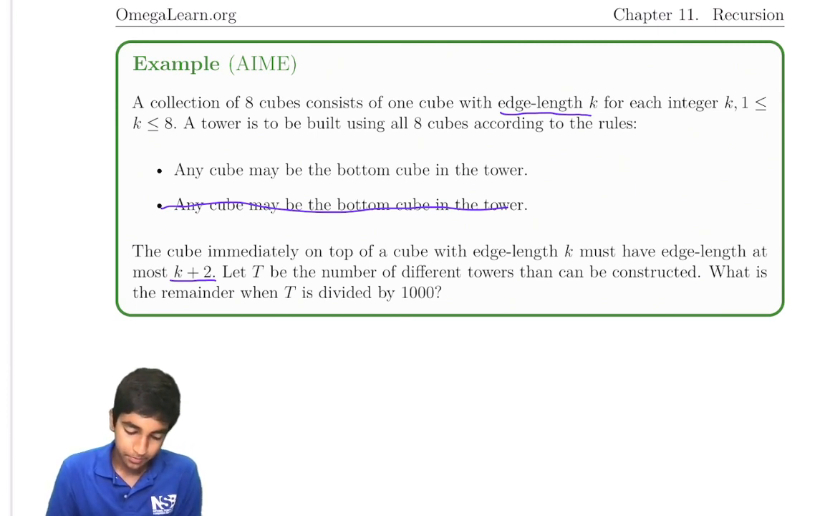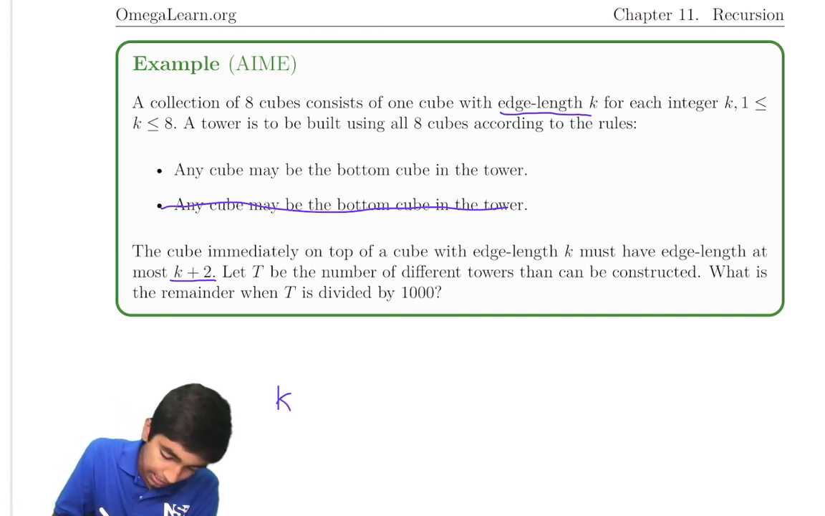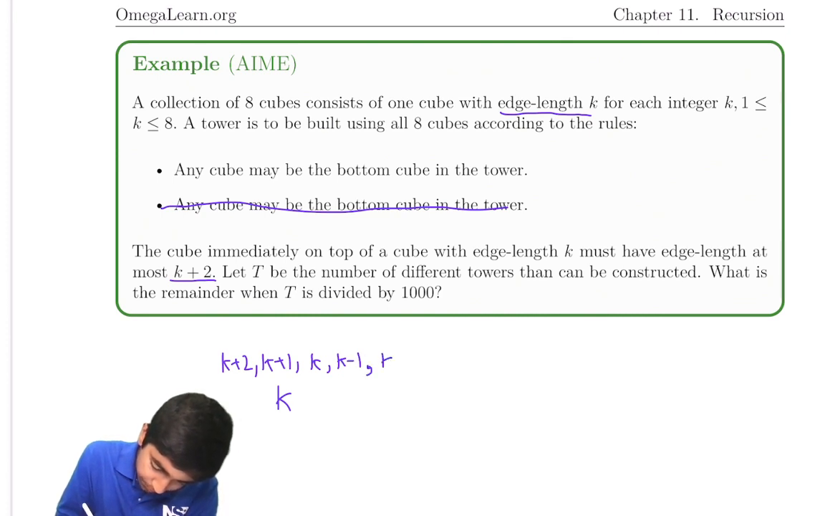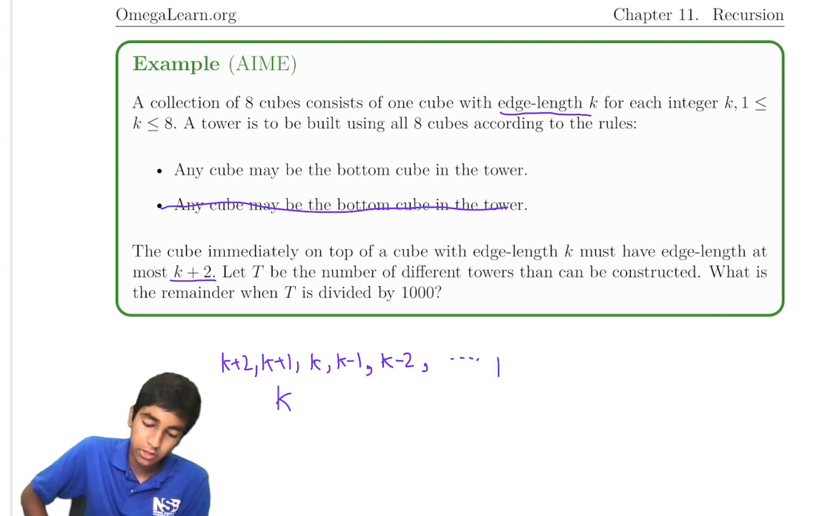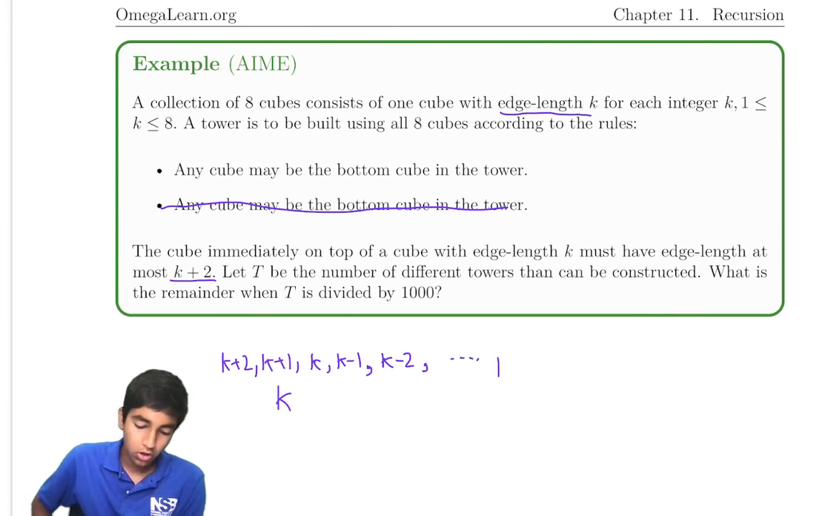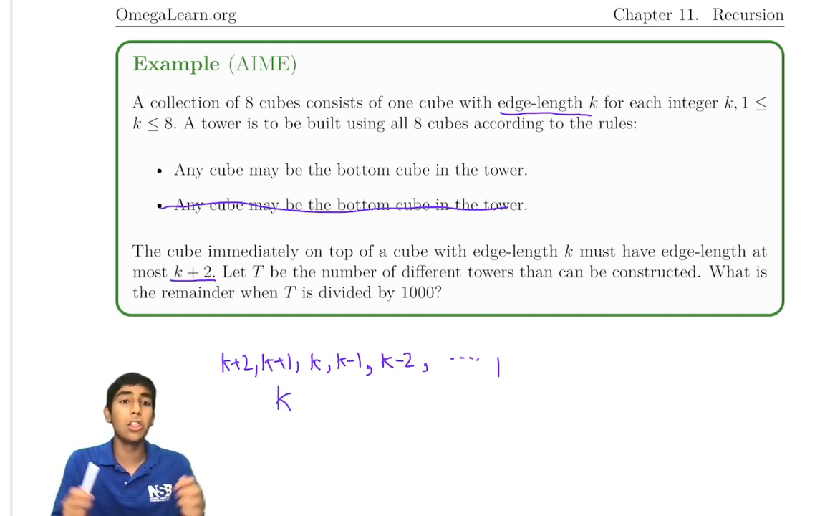So what does that mean? That means on top of something k, it can be at most k plus 2. So it can be k plus 2, k plus 1, k minus 1, k minus 2, so on, all the way to 1. But anything can be at the bottom. Let t be the number of different towers that can be constructed. And we're just asked for the remainder. So let's just find t. But 8, that's a big number for this problem because there's going to be a lot of cases to cover. Let's recurse.